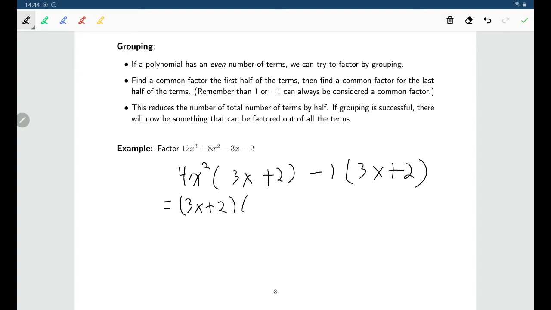And that leaves 4x squared from the first term and negative 1 from the second term. So what's left over now? 4x squared minus 1. And if I wanted to, I could go one step further, because 4x squared minus 1, you might notice, hopefully you did, that is a difference of squares. 4x squared is 2x that's been squared. 1 is 1 that's been squared. So that last term, 4x squared minus 1, will factor out as 2x minus 1 times 2x plus 1.